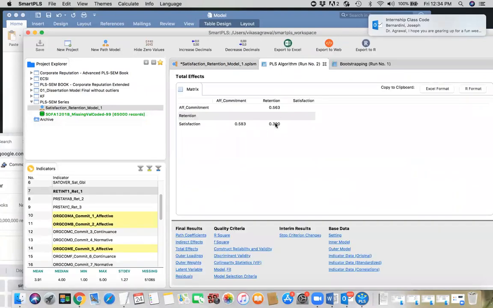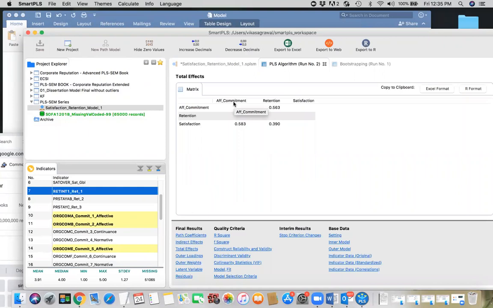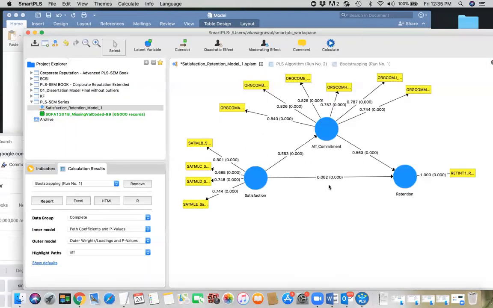That's the total effect of satisfaction on retention, and the total effect of commitment on retention is going to be the same because it's a direct effect. 0.563, 0.563, that's the only thing you have there. So we have a total effect of satisfaction on retention because we have both an indirect effect and a direct effect. That's something you have to keep in mind here. And so you have to establish the p-values. The p-values are being established here.